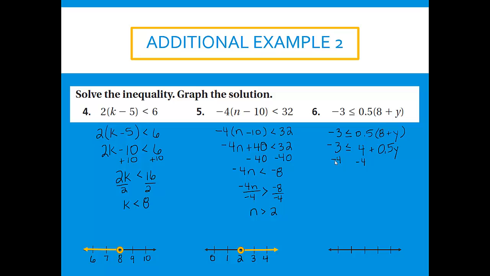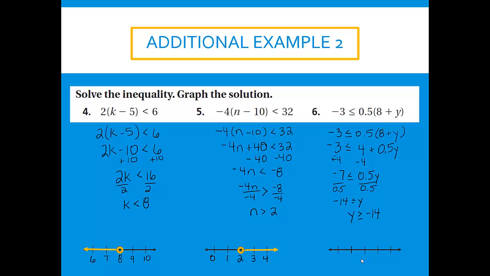And -3 minus 4 would be plus a negative, so that would be -7 is less than or equal to 5/10 y. And now we're going to divide both sides by 5/10. -7 divided by 5/10 would be -14, and that would be less than or equal to y, which we can also write as y is greater than or equal to -14.